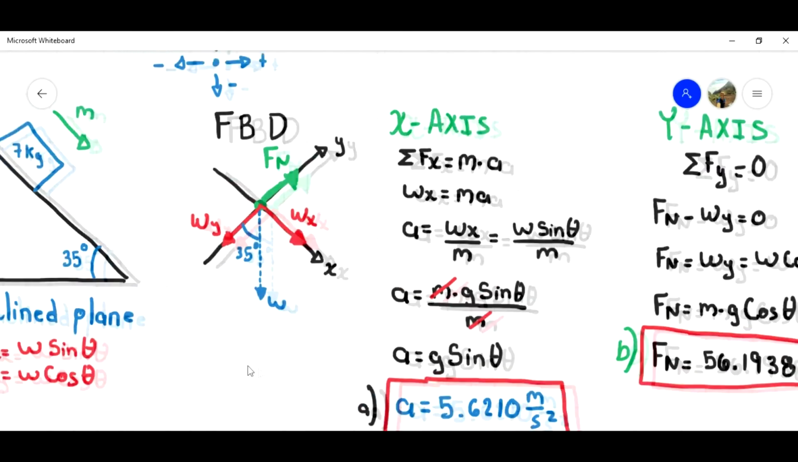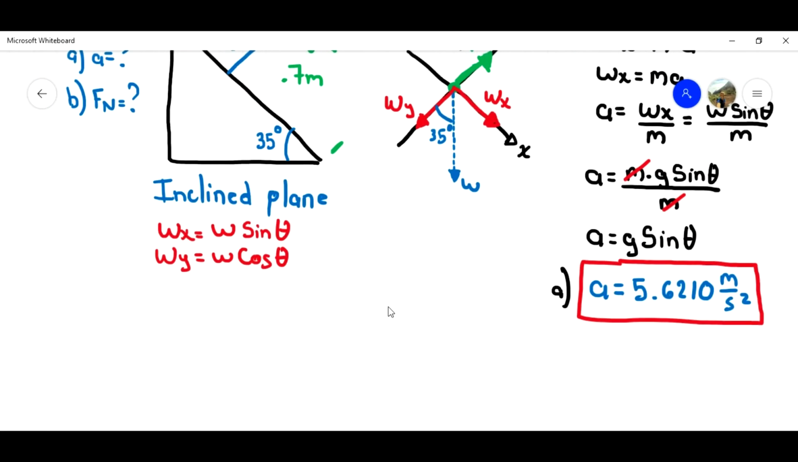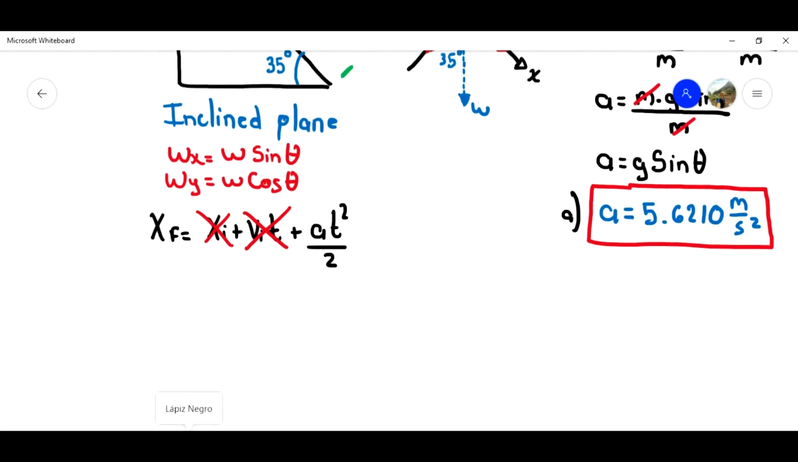Now imagine that I have a distance over here, from this point to this point, of 0.7 meters. How much time is it going to take this block to travel that distance and get to the floor? The only equation that I need to use is this one. Final position equals initial position plus initial velocity times the time plus acceleration times time squared over 2. Now imagine that I just drop the object. If I drop the object, that means that I'm not pushing it, so the initial velocity will be 0. And remember that most of the time the initial position is 0. So I can cancel this one and this one. So the final equation that I'm going to use is this one.